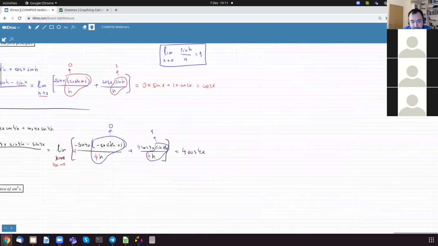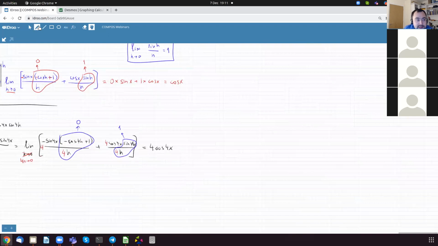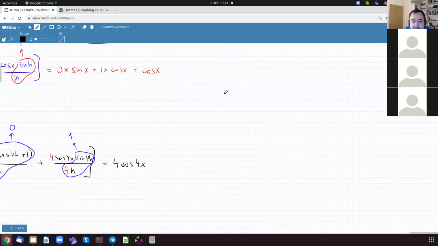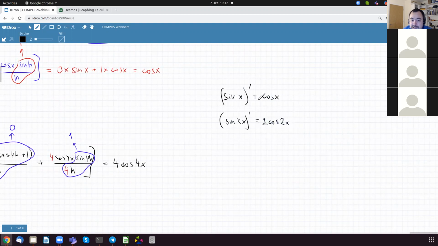Also, there's an interesting thing. Let's say the derivative of sine x is cos x, then the derivative of sine 2x is 2 cos 2x. So effectively, if you double the argument, you double the derivative.